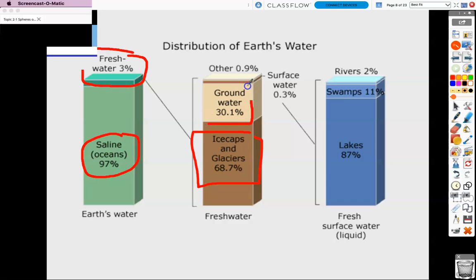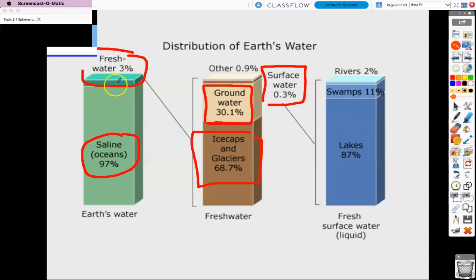30% is your groundwater. So if you live outside the village of Rhinebeck, you have groundwater. That's where you have a well. You pull your water from there. So that's 30% of all that fresh water. And then 0.3%, 1/3% of all the fresh water is surface water, which then gets broken down into this column.